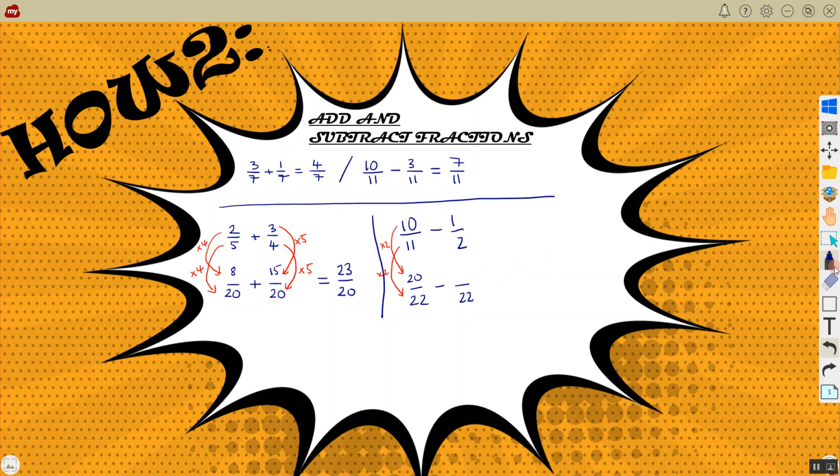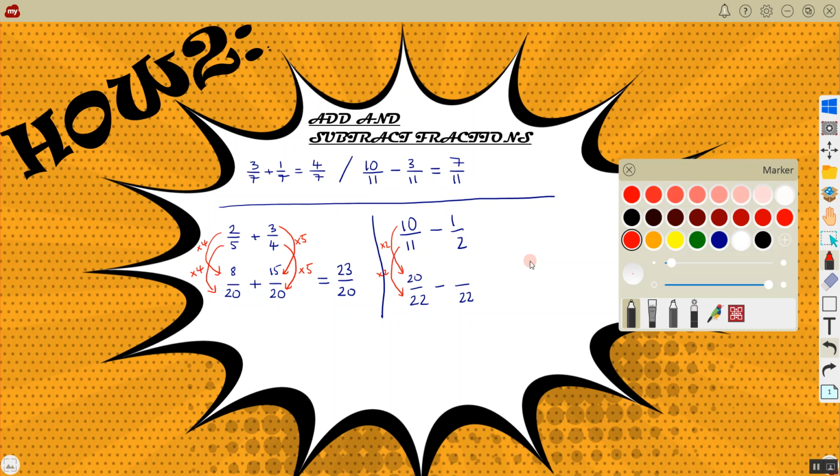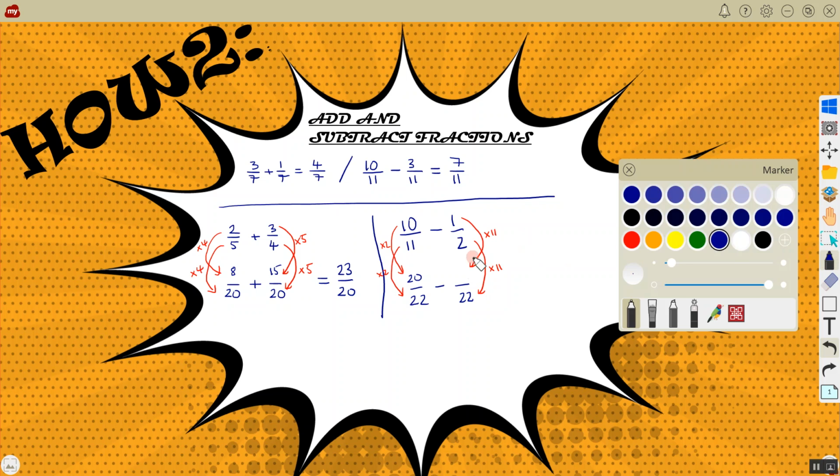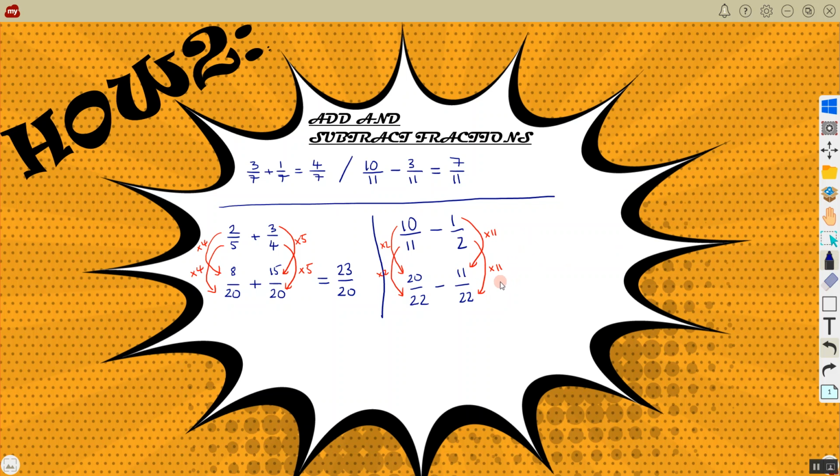I do the same to the other fraction. 2 multiplied by what is 22? 2 times 11. So I multiply the top number by 11 as well. Sorry, 1 times 11 is 11. And then we can go ahead and subtract. Okay, the bottom number is the same now, so we don't need to worry about it. All we have to do is subtract the top numbers. 20 take away 11 is 9, and that is our answer.